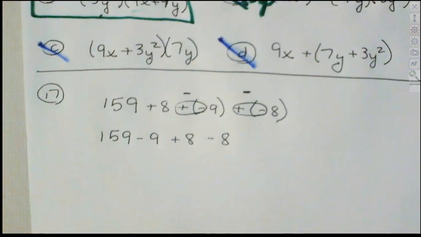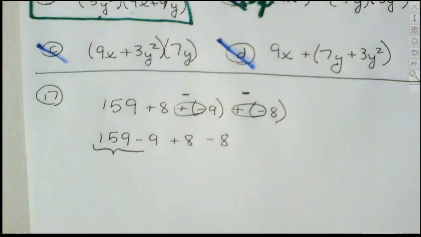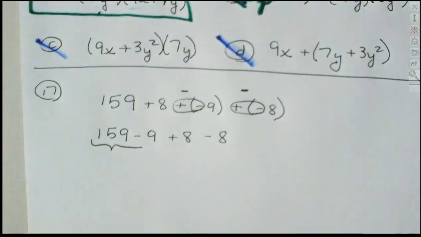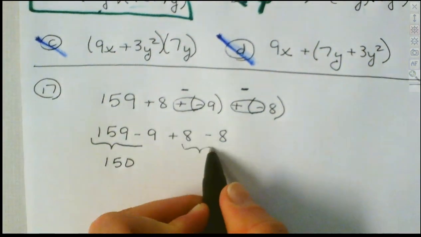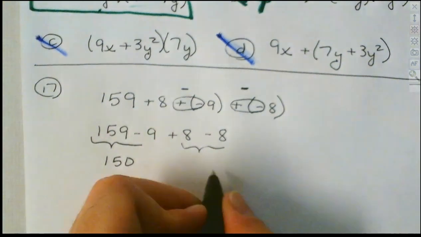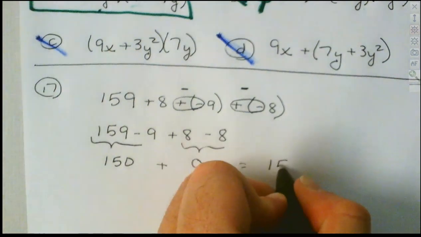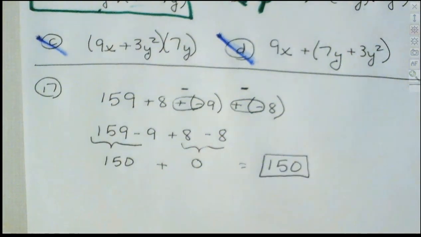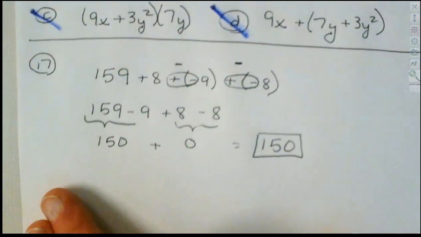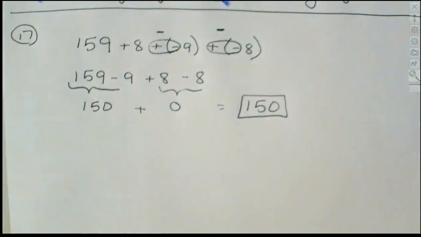So now we've gotten to here, and why did I rearrange it this way? Well, this is easy to do now mentally, because 159 minus 9, well, that's easy to see. That's 150. And we know negative 8 and positive 8, that's what? 0, right? So I could add those together, and I could easily see that that's 150. And you could have done it a different way. I just used the commutative property, right? So I just switched the order around. Whenever you change the order, that's using the commutative property.